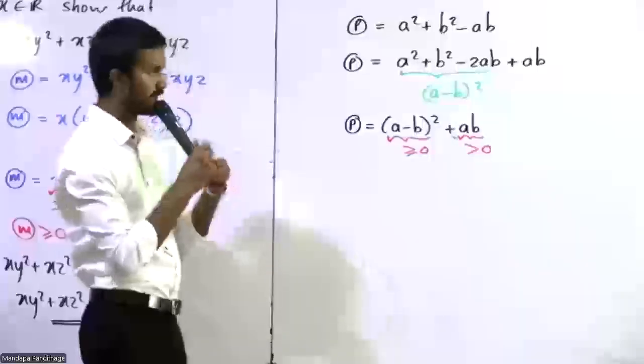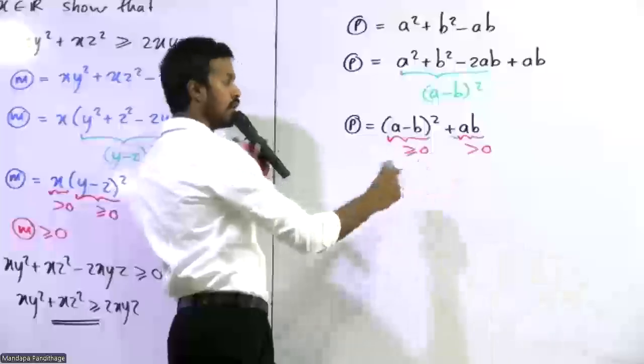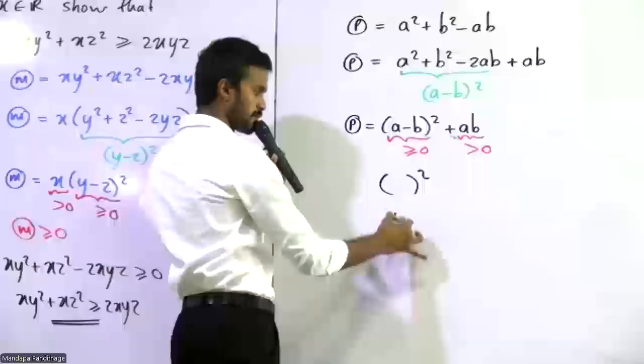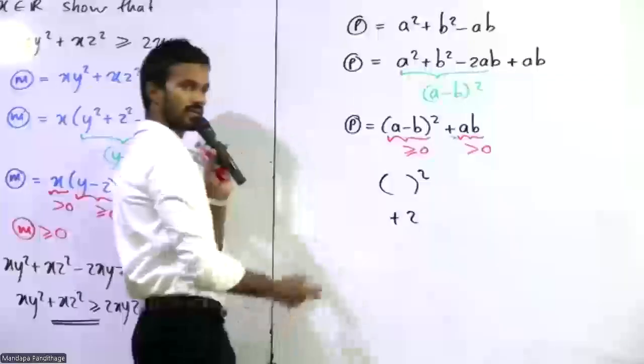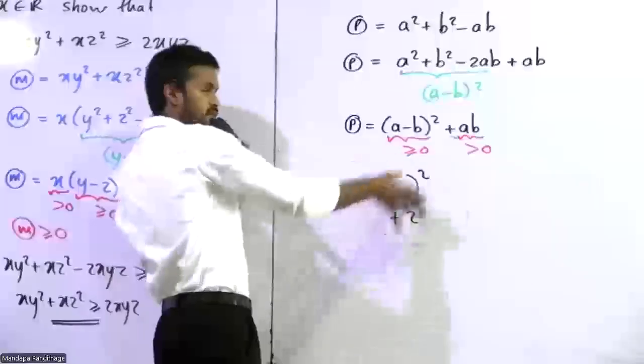So remember this: you can say a particular term is positive only if it is a square, or if it is like plus 2, then you can say it's positive. So in this case you can only say that it is positive when it is a square.